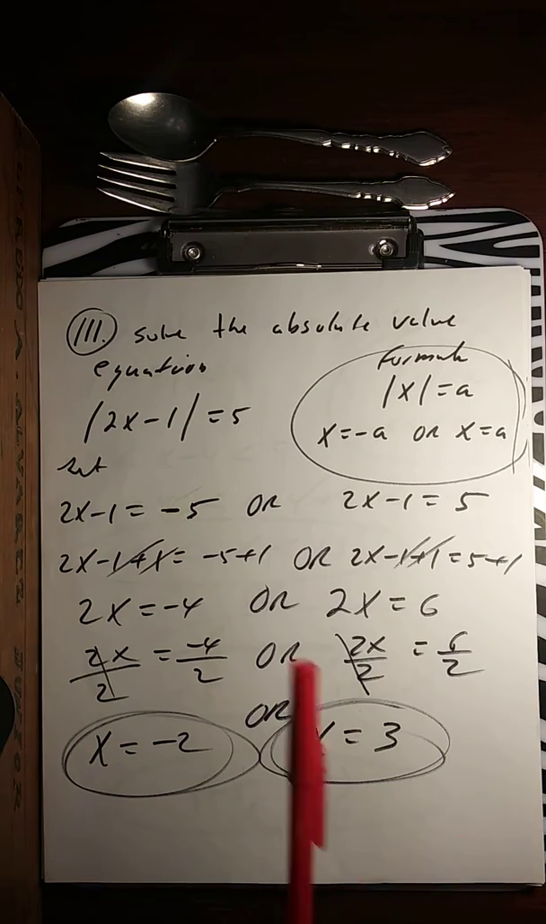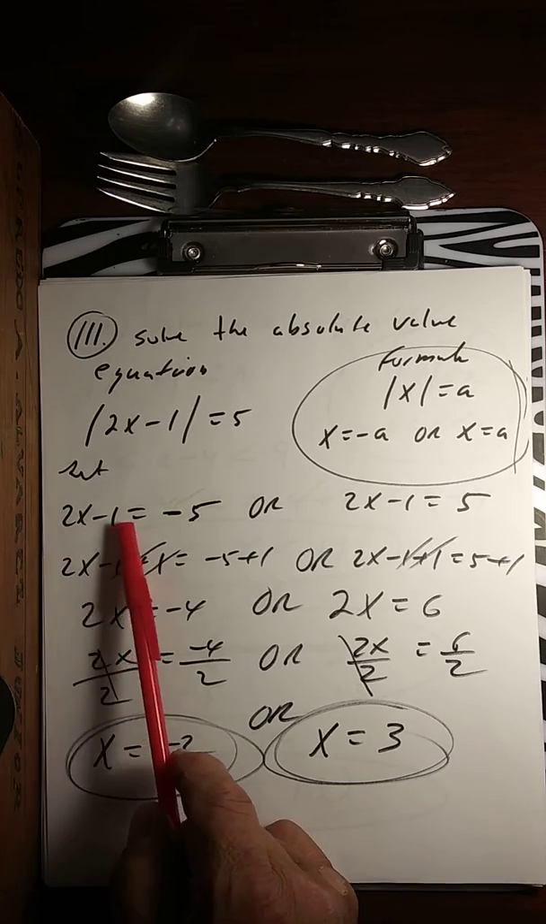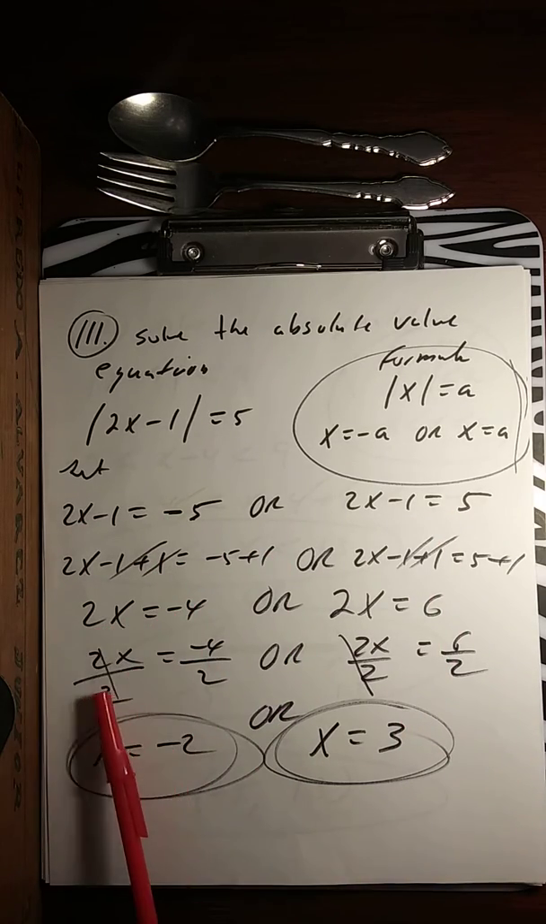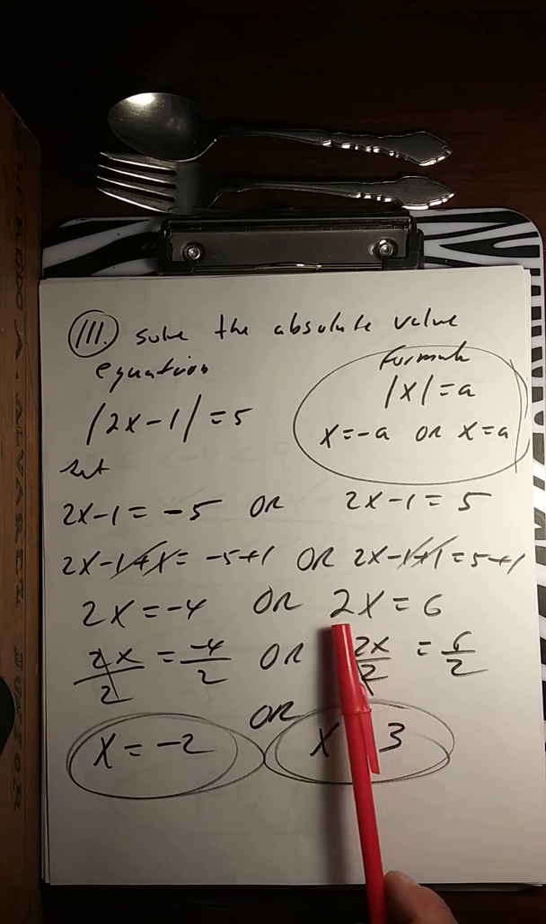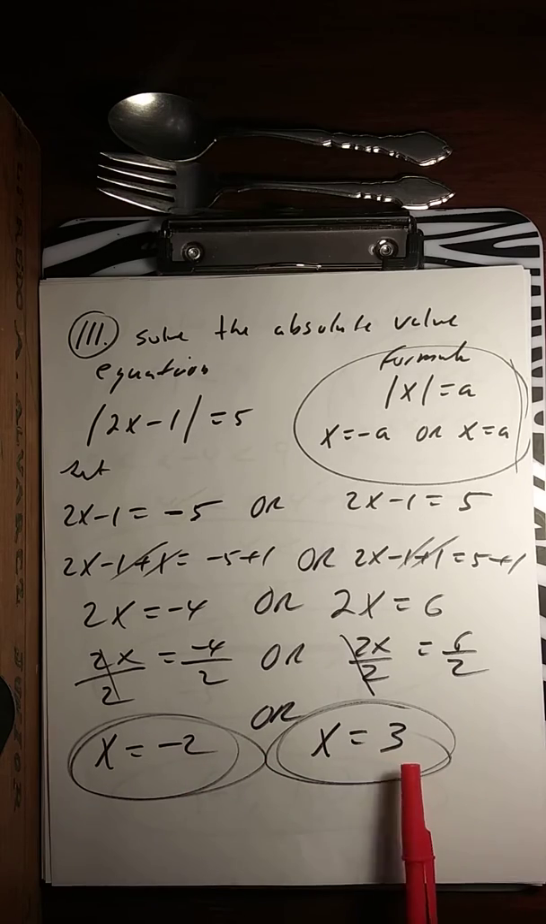Solve the absolute value. 2x minus 1 equals that, so we have two answers, negative or positive. Equals negative 5 or equals positive 5. Add 1, add 1. 2x equals negative 4, divide by 2, divide by 2, x equals negative 2. Or add 1, add 1, 2x equals 6, divide by 2, divide by 2, so negative 2 and 3. Works.